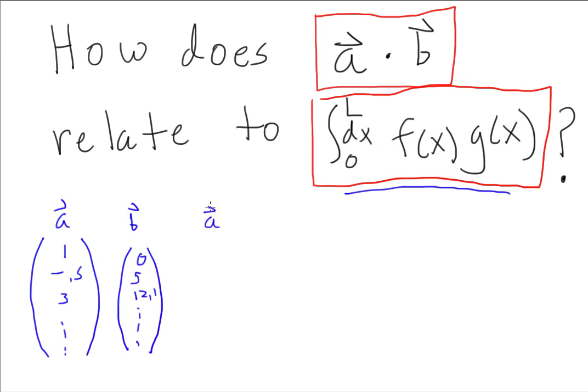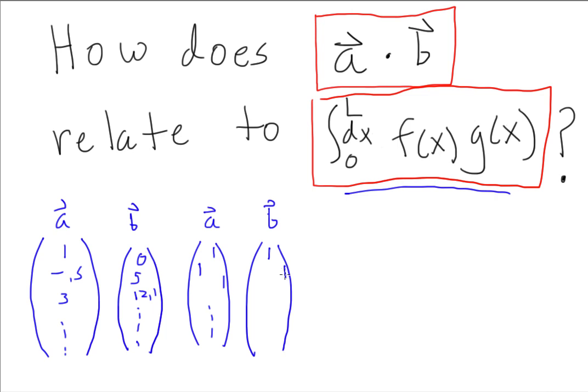You could almost think about being some sort of discrete function. So 1 is maybe over here at 1, negative 0.5 is over here, 3 is way over here, and so on. Whereas b, so this is a pictorial representation. b is 0, so that's right in the middle. 5 is off the charts. 12.1 is even further out here. So you get the idea.